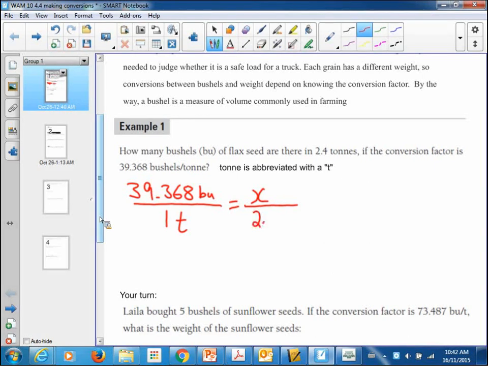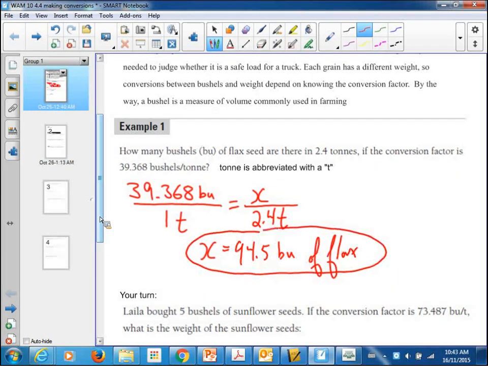Always make sure your units are lined up. After that, you know how to solve this: cross multiply, divide. I'll do it just because, well, make sure you can do that: 94.5 bushels of flax. So it's still the same thing.